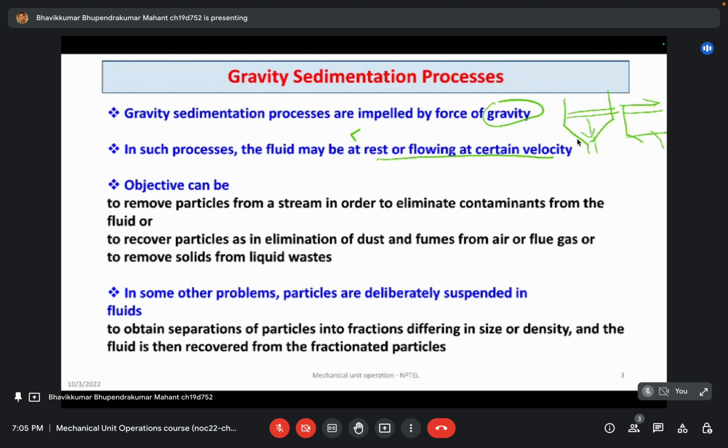So as you can see here, our objective is to remove particles from a stream in order to eliminate contaminants, or we want to separate the dust or fumes from air or flue gas, and wastewater treatment, which is a much more important example for gravity sedimentation. But sometimes we have two different solid particle mixtures and we want to separate them into different fractions. Then also we can convert them into slurry form by using some fluid, and then we use this gravity sedimentation process to recover them into the different fractions.